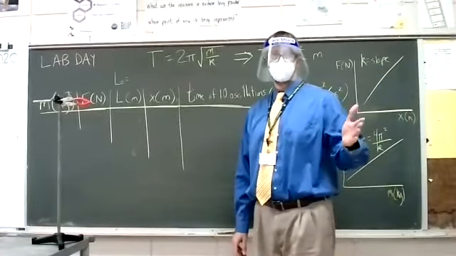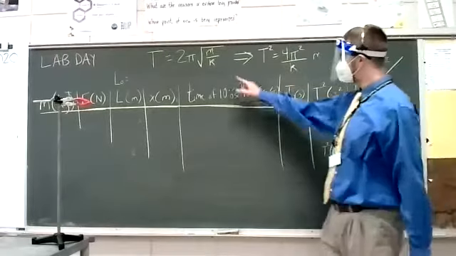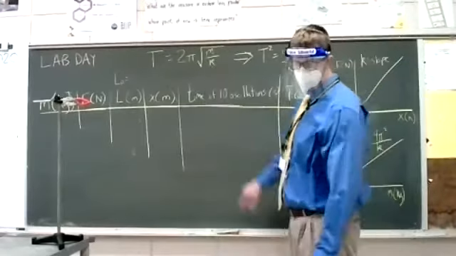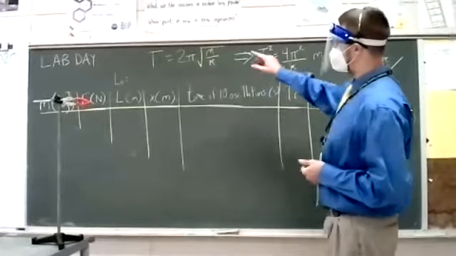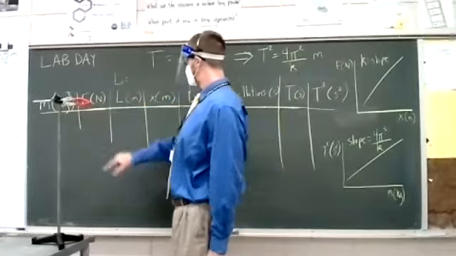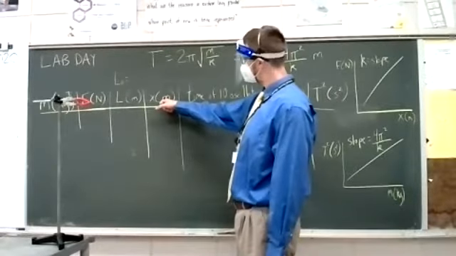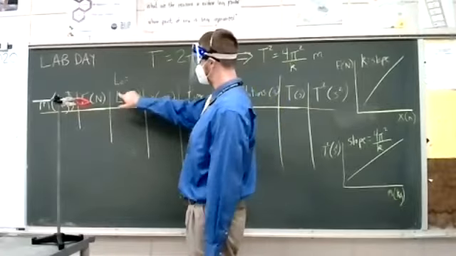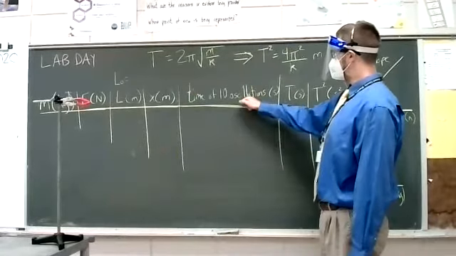All right, we got ourselves a lab day today. And today we are looking at determining the spring constant k for a spring. So we have a spring here, and we are going to vary the mass and therefore its weight, the force due to gravity. We're going to measure how much the spring extends. The extension is going to be its length minus its original length. And we're also going to measure the period of oscillation.